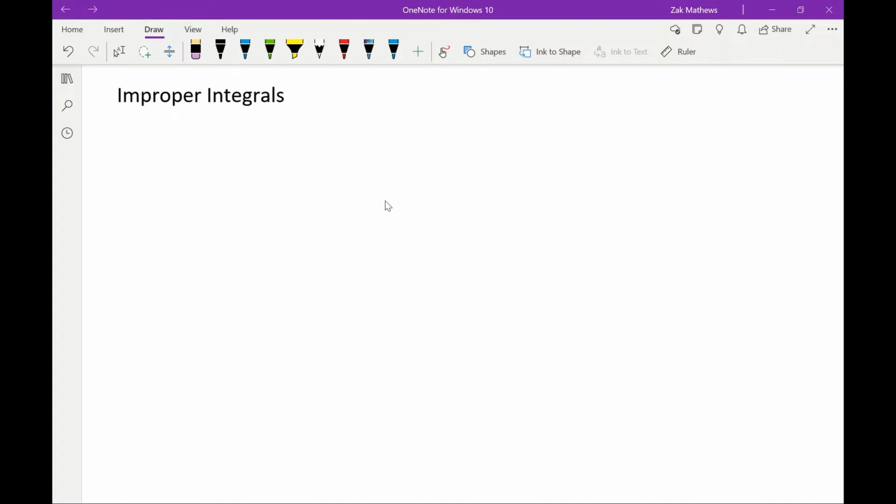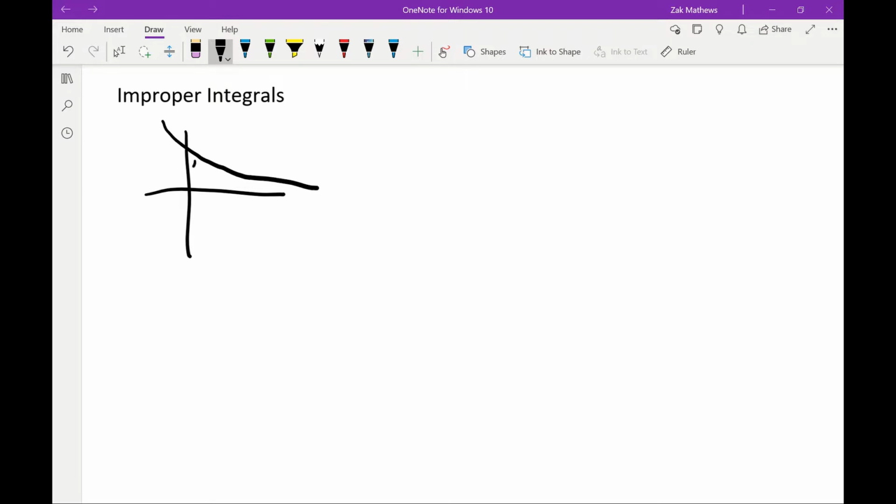So far, we've only ever found the area under a finite region, that is, one with a firm left and right endpoint. They're not running off to infinity in any way. But what if we have some infinite regions? So for instance, what if we have something that looks like this?